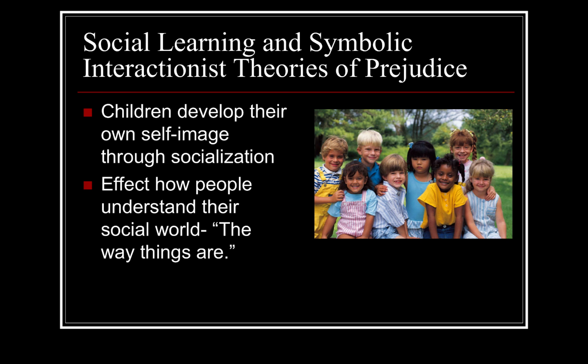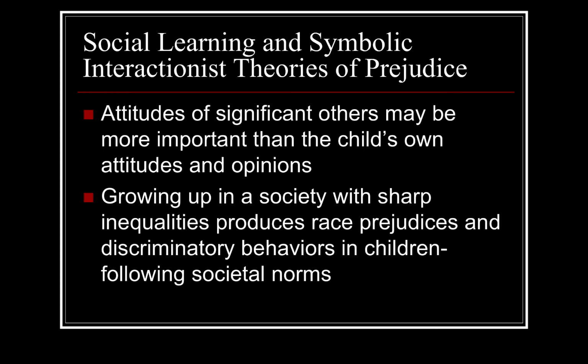So children develop their own self-image through socialization. They'll also develop ideas of how they identify through socialization. And this affects how people understand their social worlds or how things really are. Attitudes of significant others may be more important than the child's own attitudes and opinions. So if a child is looking up to an authority figure or someone that they feel close to, they may have different views about a particular subject, but they'll go to their loved ones' or the important person's views and adopt them for themselves.